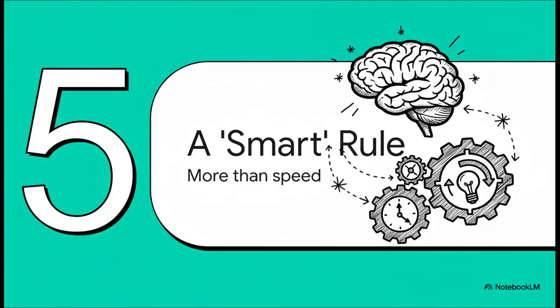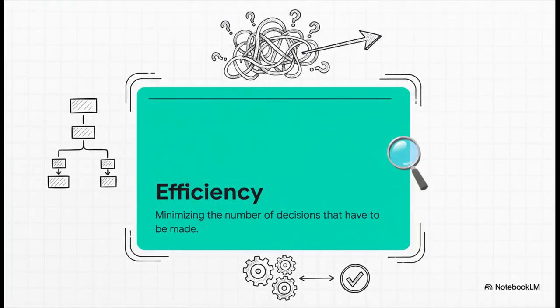So this brings us to a really important idea. We've talked about Cramer's rule being faster, but its real power is that it's smarter. See, true efficiency isn't just about getting the answer quickly. The source defines efficiency as minimizing the number of decisions you have to make. It's about having a clear, definite algorithm that you can follow every single time without having to stop and think, what should I do next?